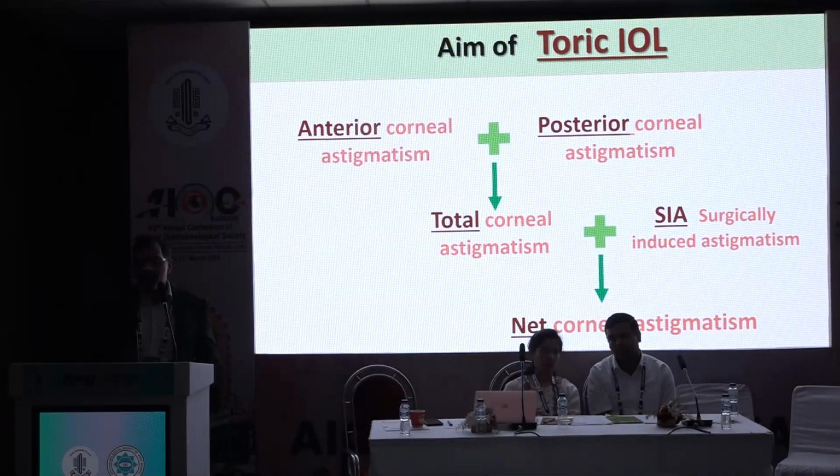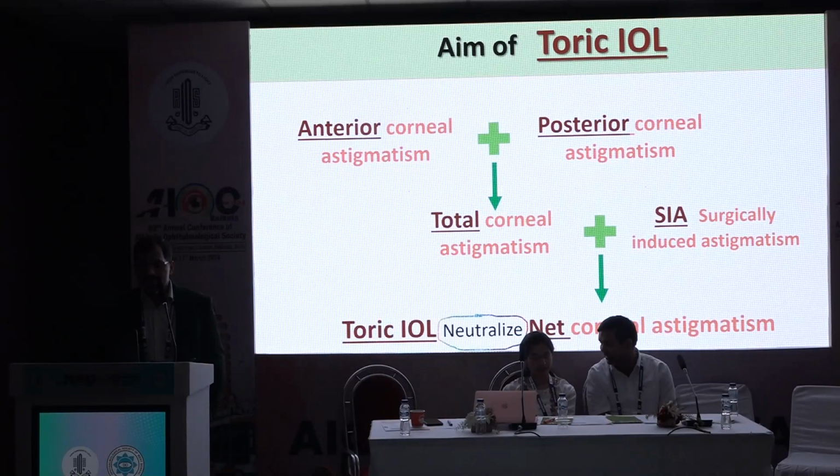Now, what is the aim of the toric lens? As we know, net corneal astigmatism consists of anterior, posterior, plus SIA. The toric lens is there to neutralize that net corneal astigmatism.